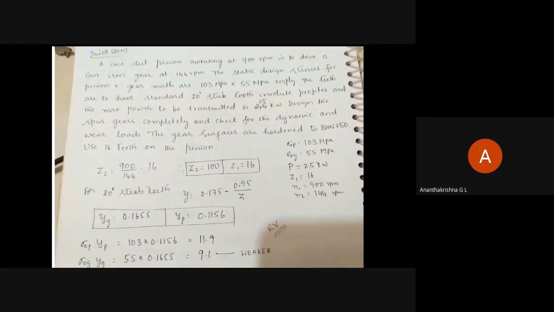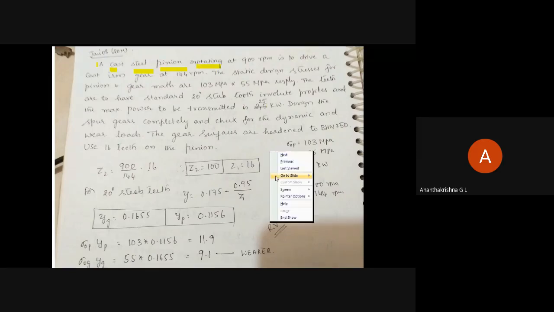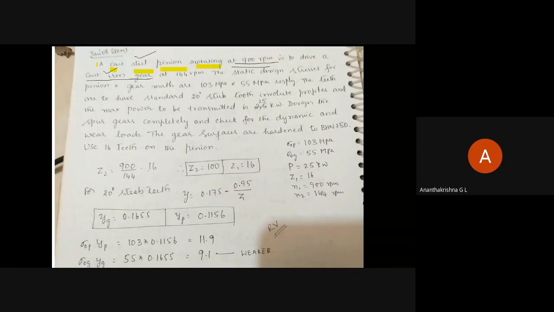Again, this was asked for 20 marks. A cast steel pinion rotating at 900 RPM is to drive a cast iron gear. Please keep it in mind: it is steel and cast iron. This is useful while taking the values for C from table 12.12.